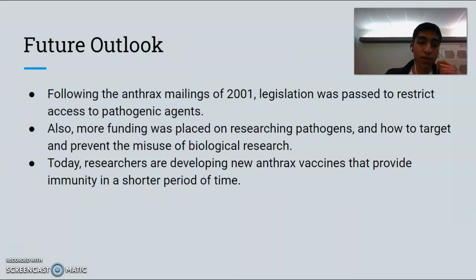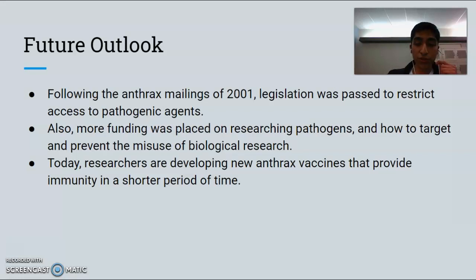And then, future outlook. Following the anthrax mailings, legislation was passed to restrict access to pathogenic agents, and more funding was placed on researching pathogens and how to target and prevent the misuse of biological research, which has been pivotal in the years following the Amerithrax case.